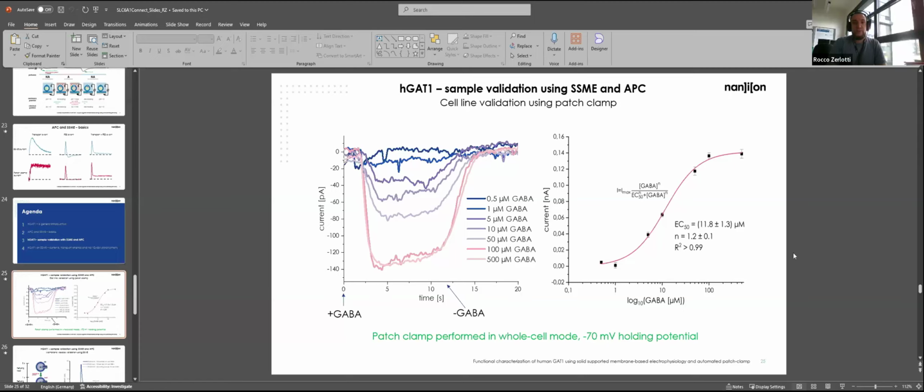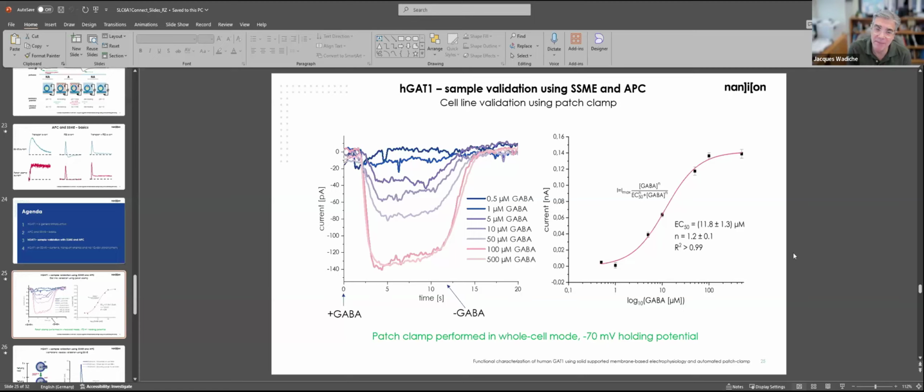Anyway, in this case, I used patch clamp, but it's really not my strong expertise. I'm more focused on the solid supported membrane electrophysiology. But in this case, yes, I used fluoride to enhance the seal.